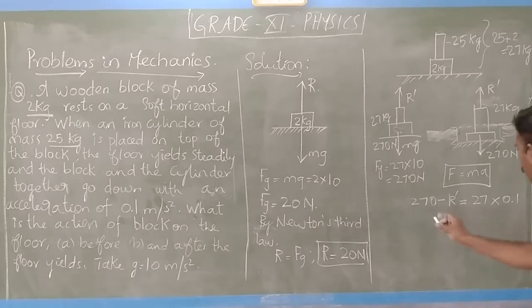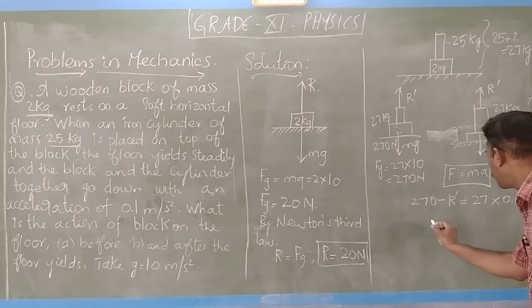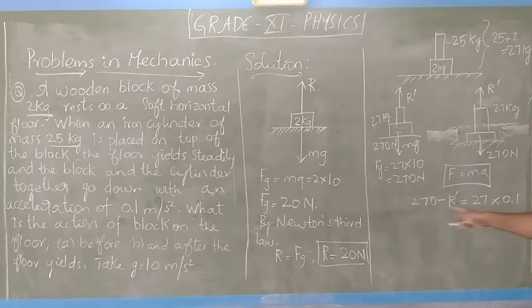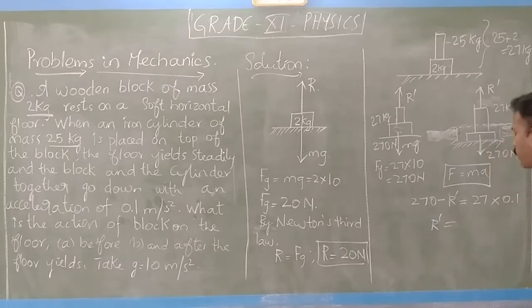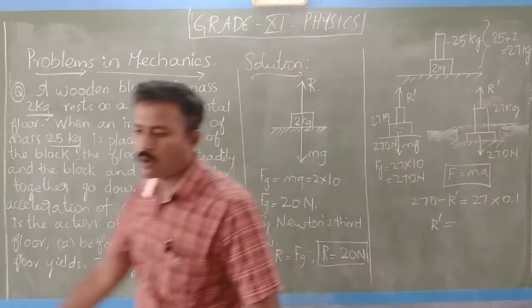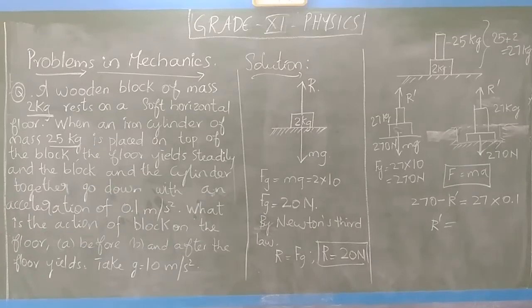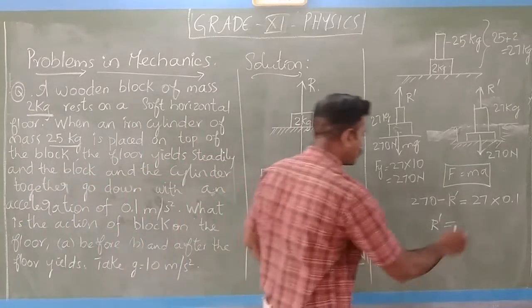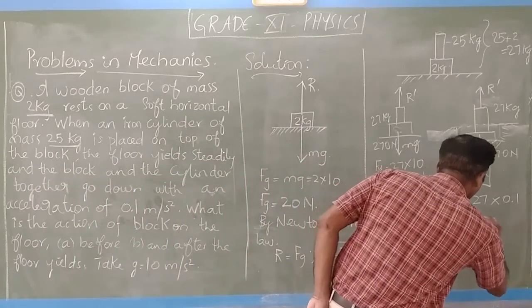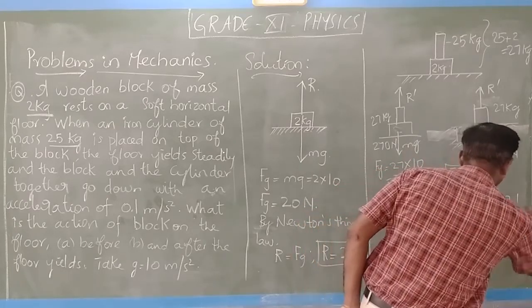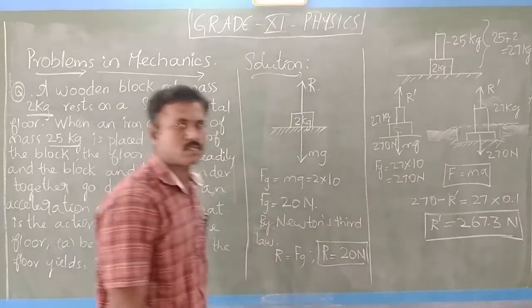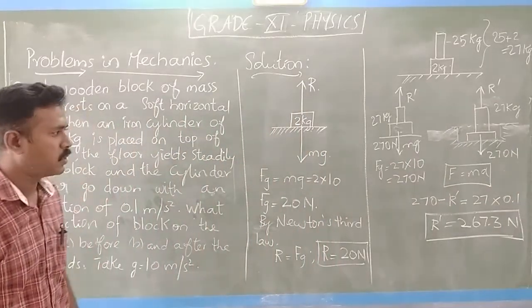So now you check what is the value here. After manipulating this, the value of R dash is 267.3 Newton. So the value of R dash is 267.3 Newton.